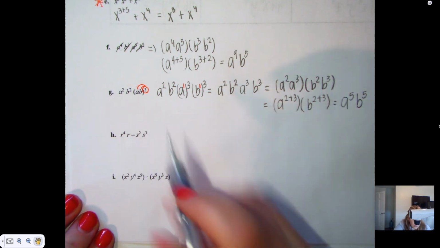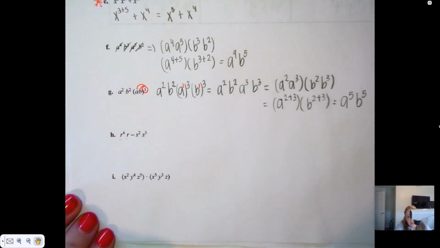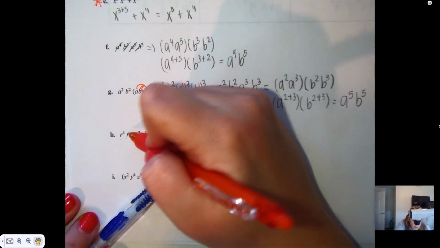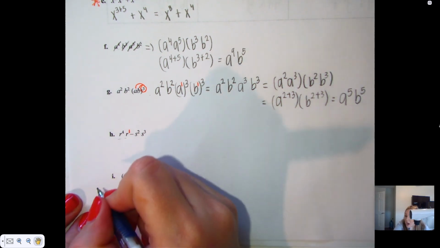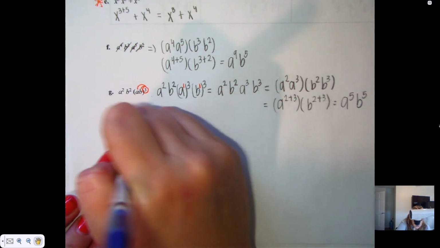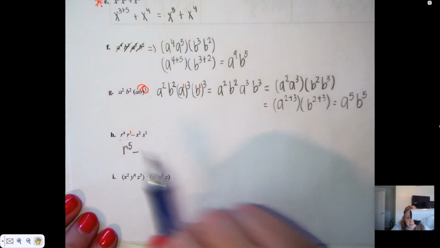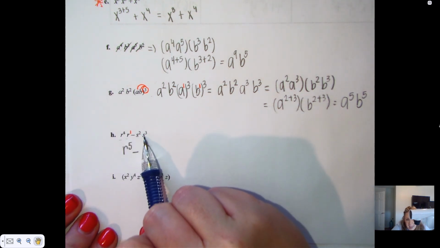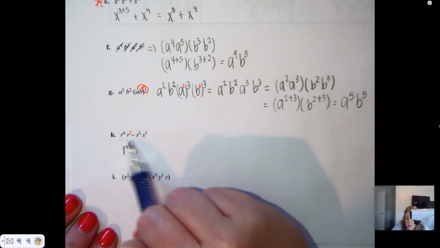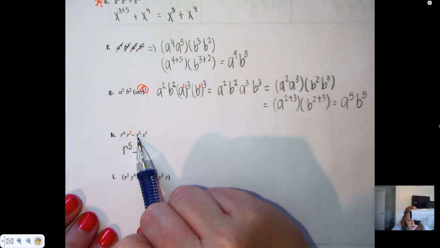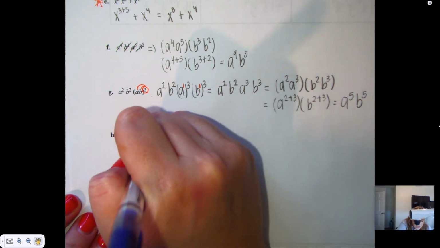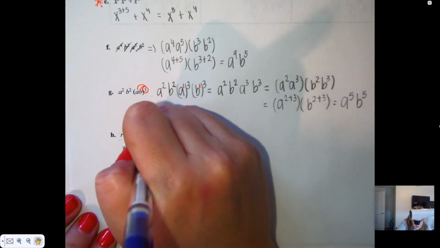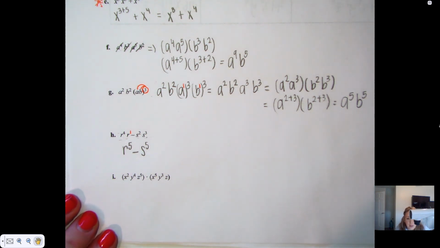So I have 2 bases. I have r and r. They're being multiplied together. That just means I add the exponent. So I don't see anything here, so this is a 1. So I would have 4 plus 1 is 5. So I would have r to the 5th. Then s and s. Those are different bases from r, so I can't combine them. But s and s are the same. They're being multiplied, so I add my exponents together. And 3 plus 2 is 5.